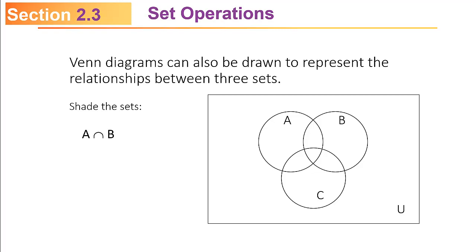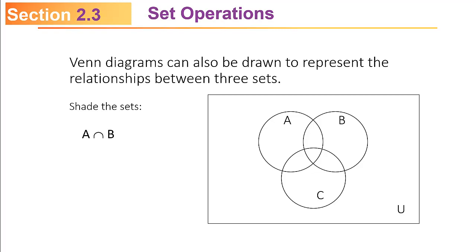Venn diagrams can also be drawn to represent the relationships between three sets instead of just always two sets. Once you get beyond three sets, Venn diagrams are not very helpful. But for two or three sets, Venn diagrams are very useful. So if you have three sets, you have to draw them this way so that you have the overlapping areas between each pair, plus you have an overlapping area for where all three circles intersect.